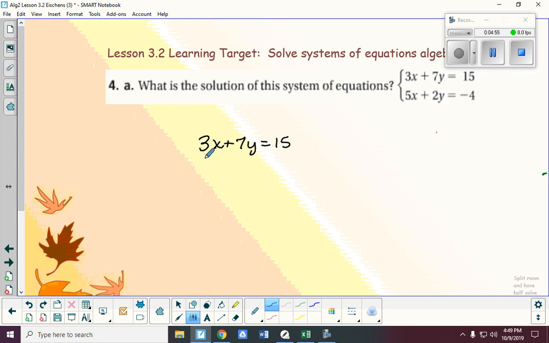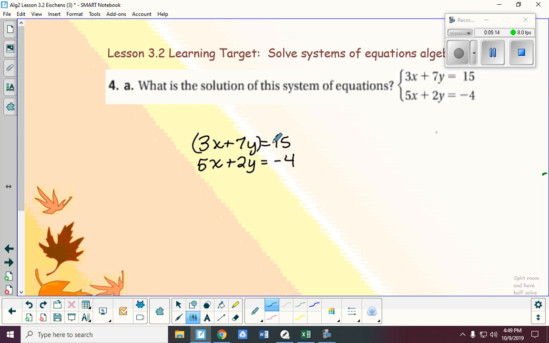So let's try another one. Last time we decided to get rid of the x's. Well, this time let's get rid of the y's. So 2 and 7, well, those both go into 14. So let's make the top number a positive 14 and the bottom a negative 14.